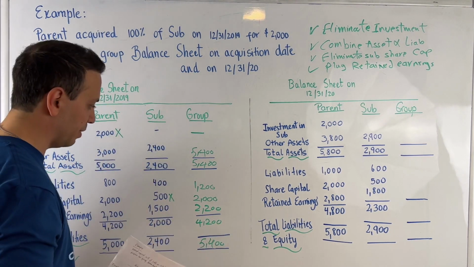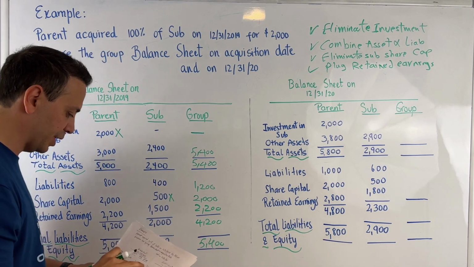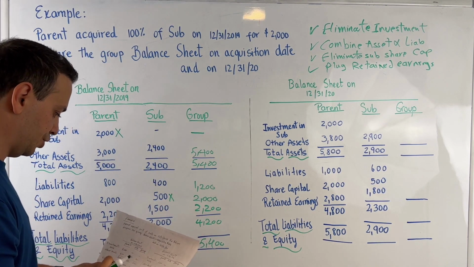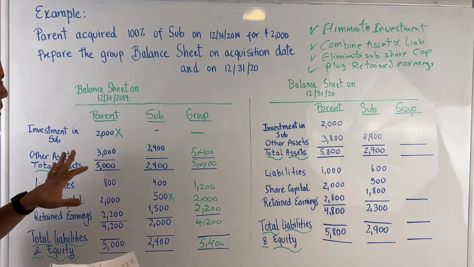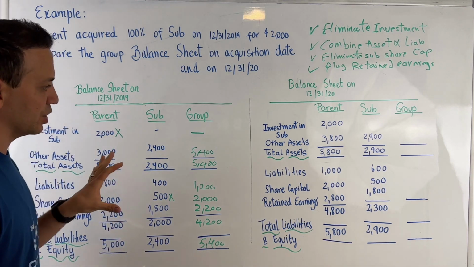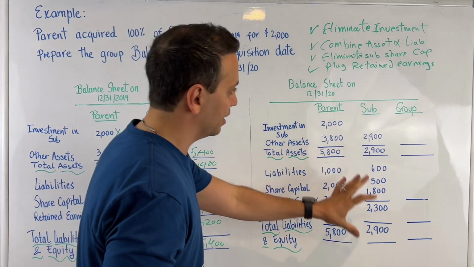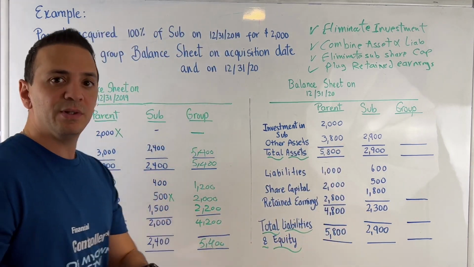And that's how you combine the balance sheet. And let me just check here quickly. The math checks out. Perfect. Okay, so this is the combination on the acquisition date. Now let's look at it a year later, which is going to be a very, very similar process.